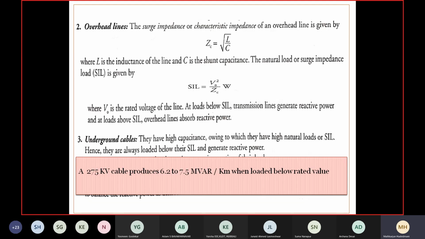And a special case study from the US continent. This example is taken from a US textbook. A 275 kV underground cable has a capability to produce 6.2 to 7.5 MVAR per kilometer length of its run when it is loaded below the rated value. This ability is because of the distributed capacitance between the different insulation levels of the conducting material and insulation of the cable. That makes possible the production of reactive power.